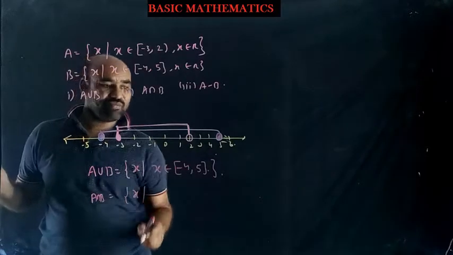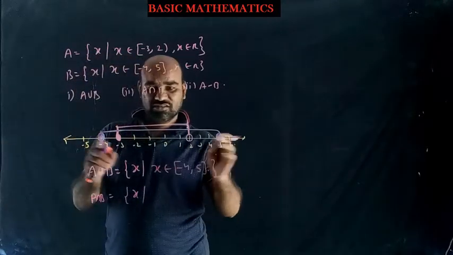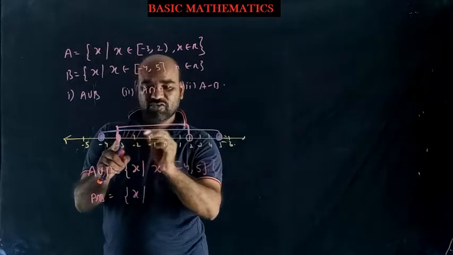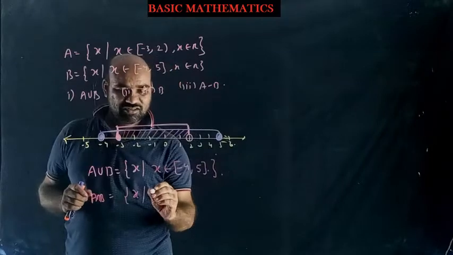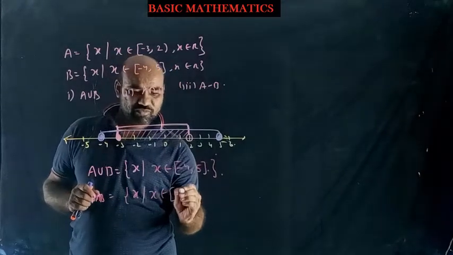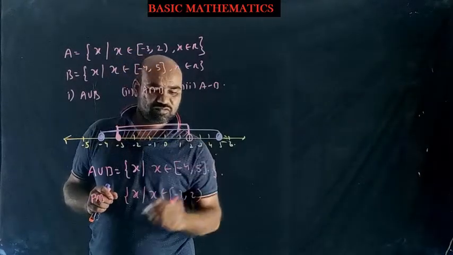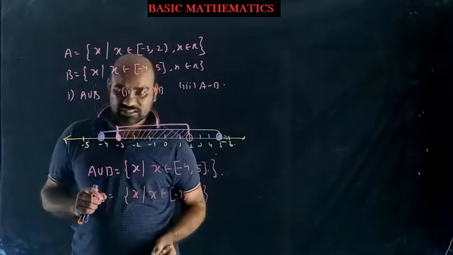Intersection means what? Common elements. See, this area is common for both. This area is common. That's why I can say that X belongs to closed minus 3 to open 2. This is the A intersection B.